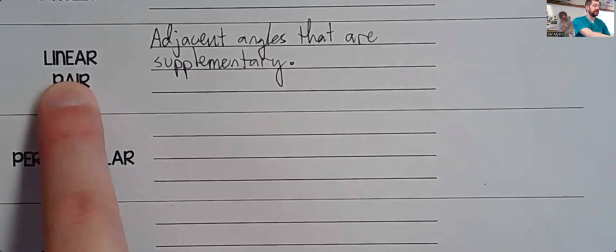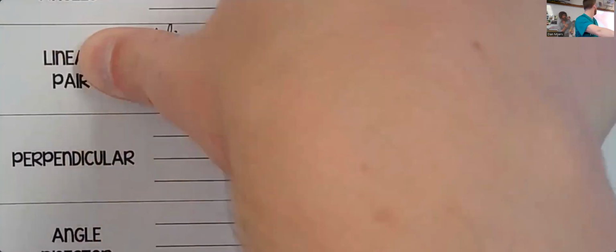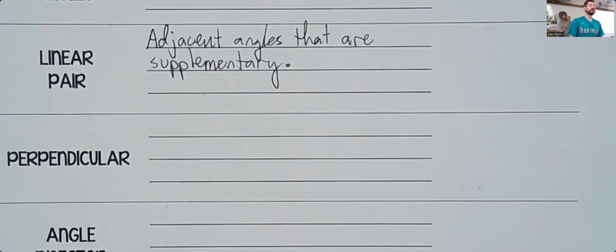What does that sound like? Or if I cover up the A and the R, what word is that? Oh, there you go. You can actually see it now. Line. Yeah, linear means a line. So basically, it's two angles that are right next to each other that make a straight line.